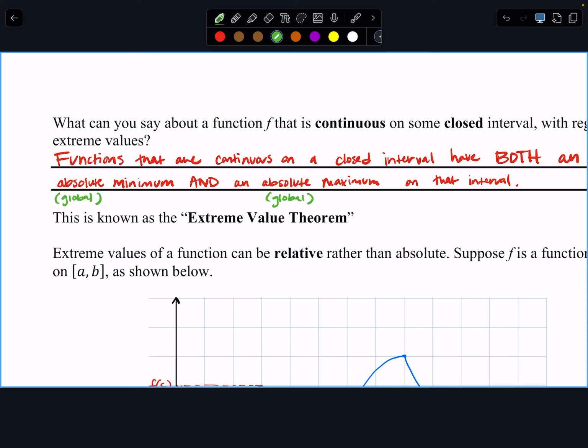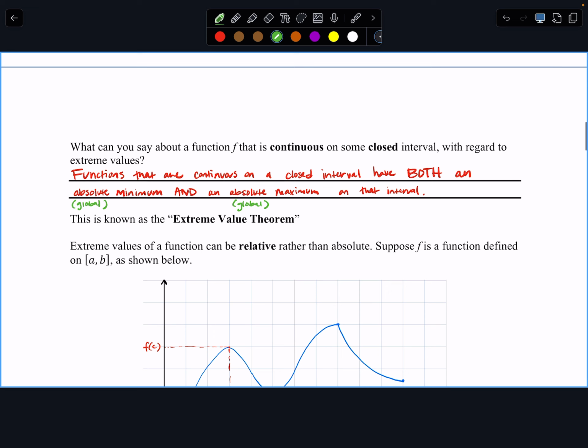So functions that are continuous on a closed interval have both an absolute minimum and an absolute maximum on that interval. This is known as the extreme value theorem. Okay, the extreme value theorem you do need to know by name. Know by name.